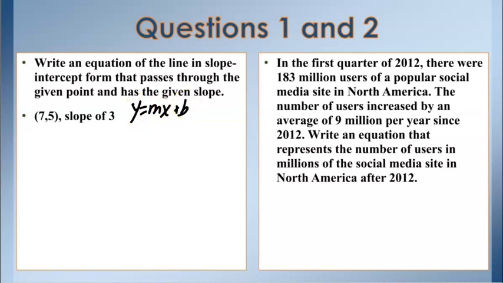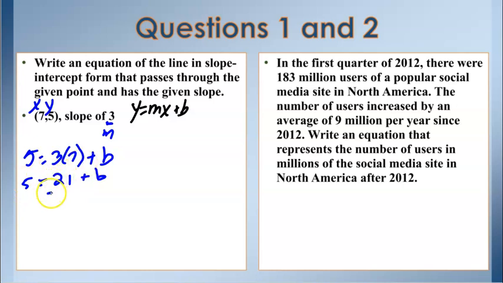So if we're given a point, this would be our x, this is our y, and we have our slope of 3, so that would be our m. So we need to find the y-intercept, which is our b. To do that, we're going to put 5 in for y, equaling our slope, which is 3, times our x, which is 7, plus b. 3 times 7 is 21, plus b is going to equal 5.